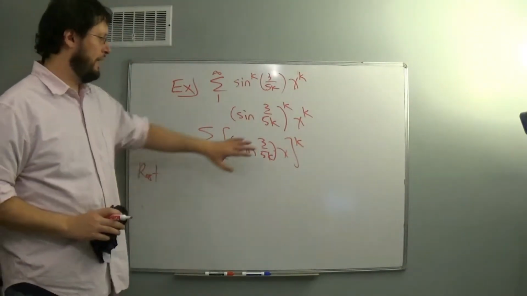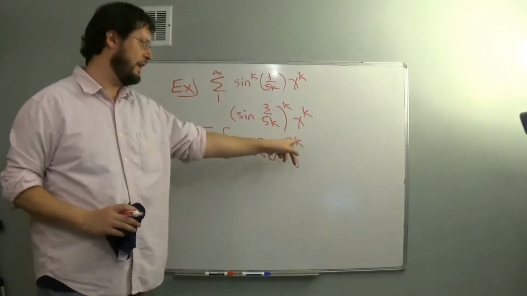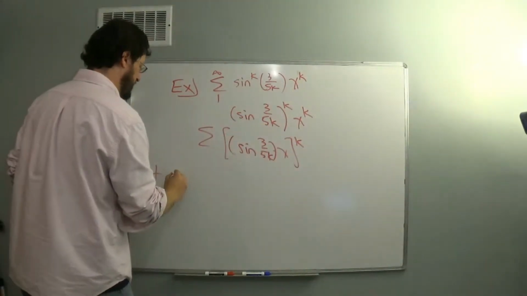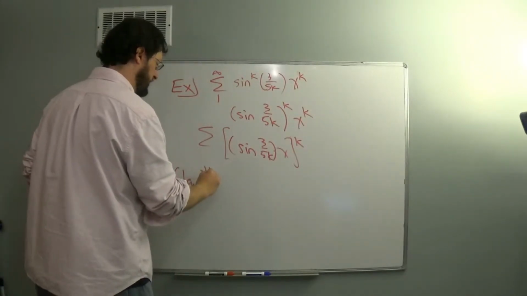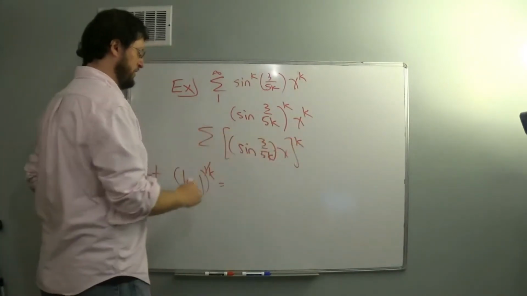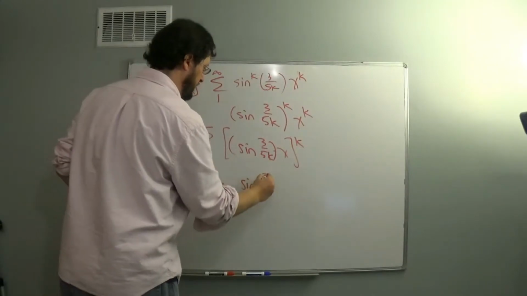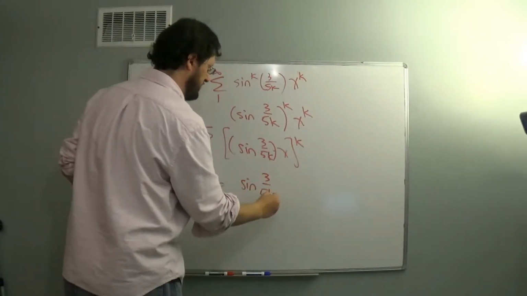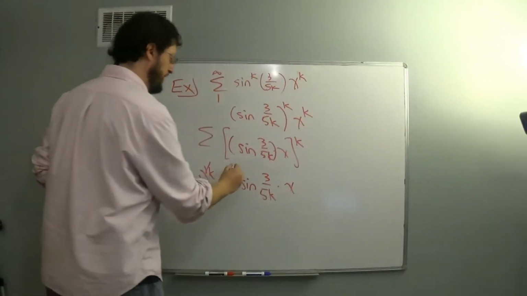If I have everything to a power k, then the root test means look at the stuff that does not have the exponent. The absolute value of a_k to the 1 over k will be the terms without the exponent, since the 1 over k will cancel with the k. And that is just sine of 3 over 5k times x in absolute value.